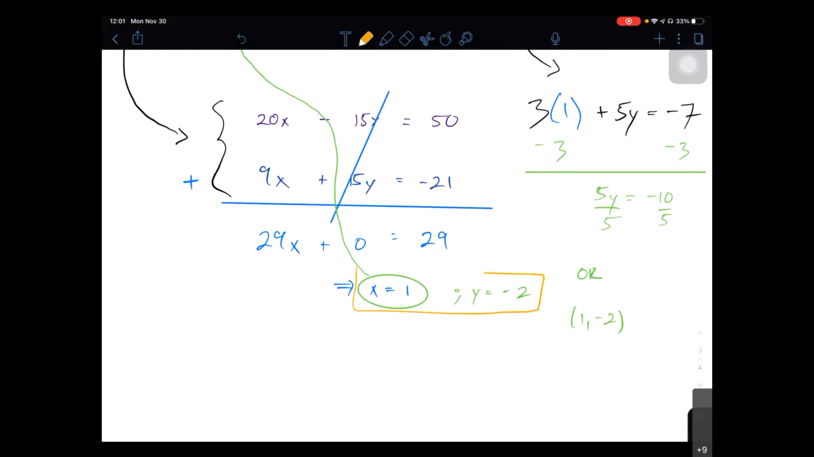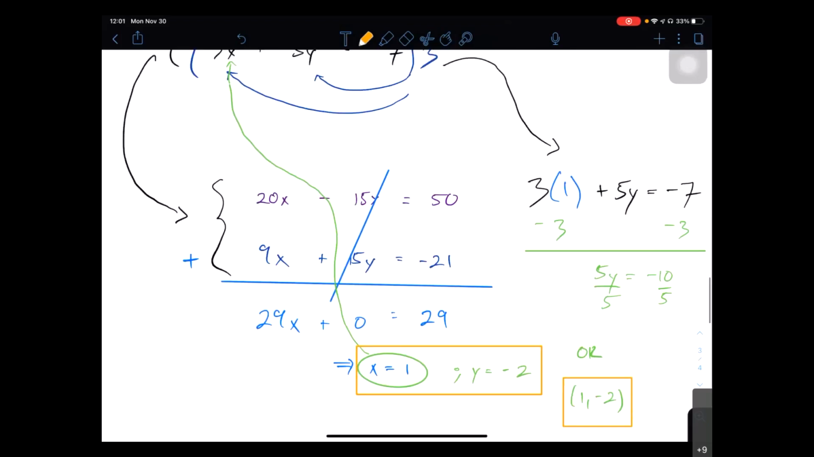Sorry, my wrist keeps on tapping the page. So there's that. One comma negative 2. Okay.